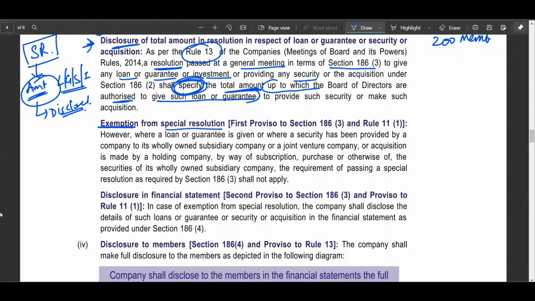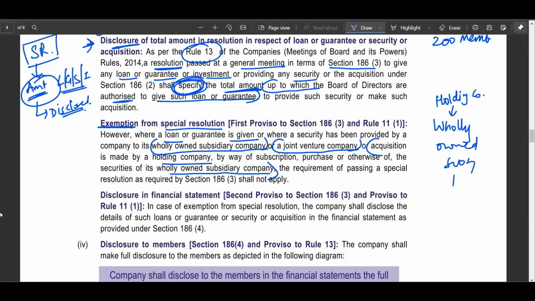Exemption from special resolution where a loan or guarantee or security is given to a wholly owned subsidiary or a joint venture company, or acquisition is made by a holding company by way of subscription, purchase, or otherwise of its wholly owned subsidiary. So it simply says if a holding company is providing a loan to a wholly owned subsidiary, then special resolution is not required. All right. Just remember this.